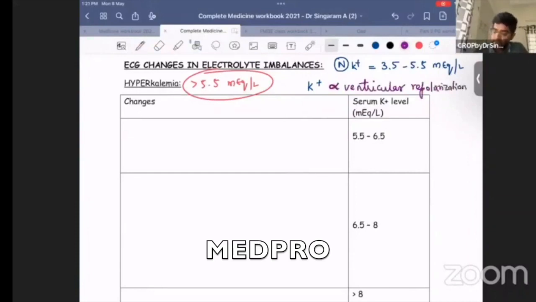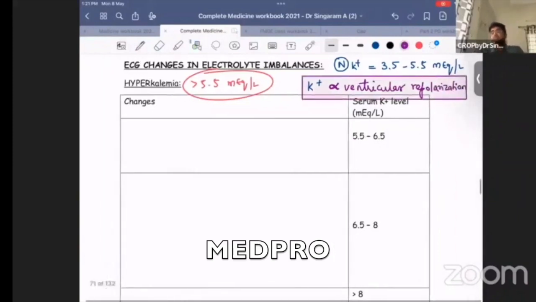That's what you have to remember. Potassium is related to ventricular repolarization. So the more the potassium, the more the ventricular repolarization. And which wave is reflective of ventricular repolarization in the ECG? Very simple, it is the T wave. So more potassium means more ventricular repolarization, or a larger T wave.